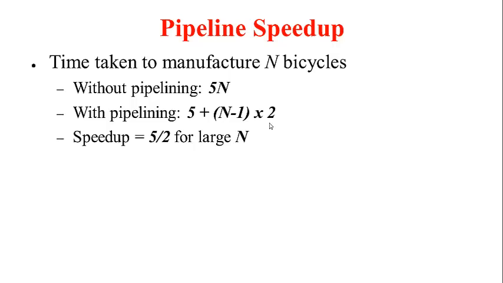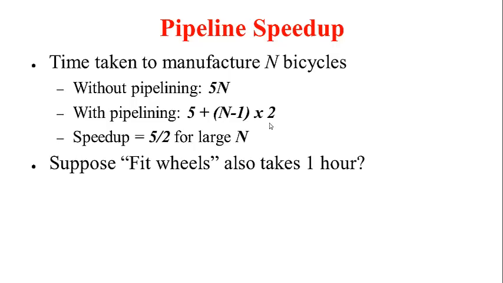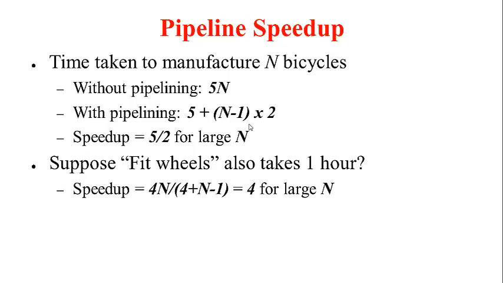Let us next analyze a slightly different scenario. Suppose the third stage of fitting wheels also took only 1 hour. Then what will be the speed up? The speed up in this case will be 4n divided by 4 plus n minus 1. 4 is the amount of time it takes for the first output to come out in the pipeline implementation, and after every 1 hour, every subsequent output comes. So this tends to 4 for large values of n.